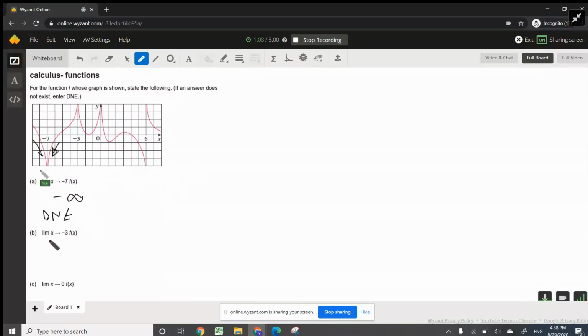Okay, so part B, as x approaches -3 from both sides. In this case, it looks like the function is just tending toward infinity, so positive infinity. And for part C, as x approaches 0, your function also looks like it's tending toward infinity. So part C should be infinity as well, unless your teacher defines that as does not exist. But I would say infinity is usually the accepted answer there.